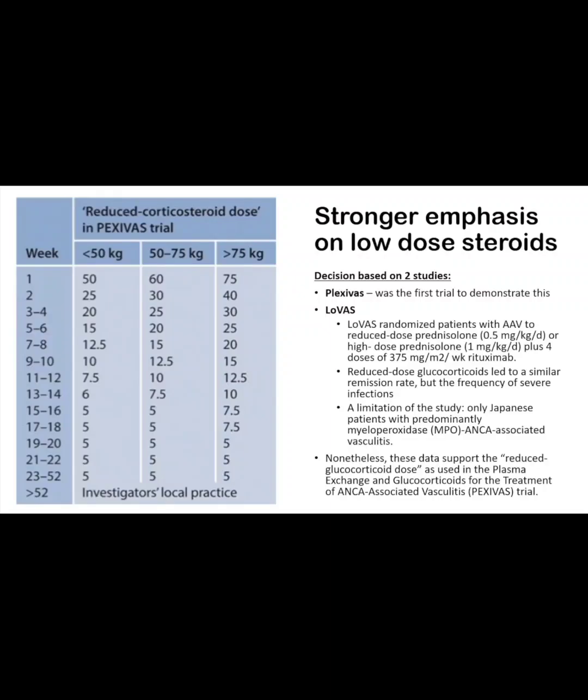This decision was based on two studies. Firstly, PEXIVAS, and the corticosteroid dosing chart that I've attached to the slide is that used in the PEXIVAS trial. What you can see here is that the steroids are reduced to 0.5 milligrams per kilogram by week 2, and after four months, almost each weight category was at 5 milligrams.